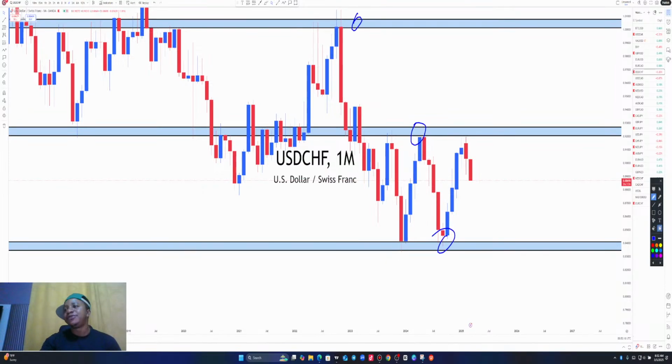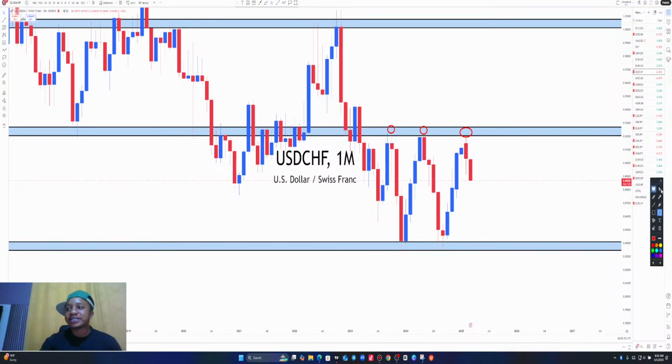Now, if you look at USD CHF on the monthly time frame, price is moving to the downside. We are in a downtrend. But let's talk about what is currently happening. We can see a strong level of sell pressure on this monthly resistance level 1, 2, and 3. Anytime price makes contact with that resistance level, it sees a reversal candle before it drops.